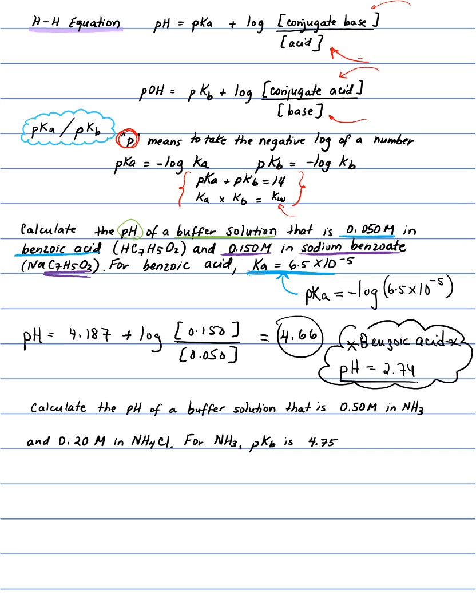For the second problem, you have NH3 and NH4+. You have a weak base with its conjugate acid. That's what you have in the second one. So in this one, we can calculate the pH by going through the equation for pOH. Look, you're given the value of your pKb. So we can do 4.75 plus.